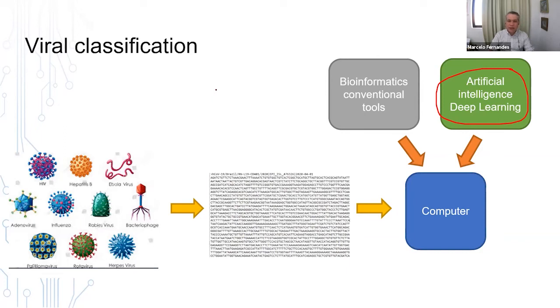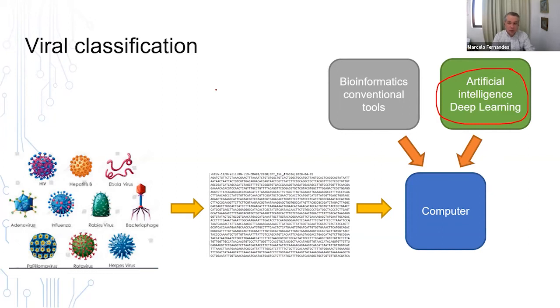Why is viral classification important? There are many applications. For example, with the HIV virus, you have several types, and depending on the type of HIV virus, you need a specific drug or specific drugs. So if you make a very good, very accurate identification of the virus, you can use the correct drugs to fight this virus. This is a specific application.